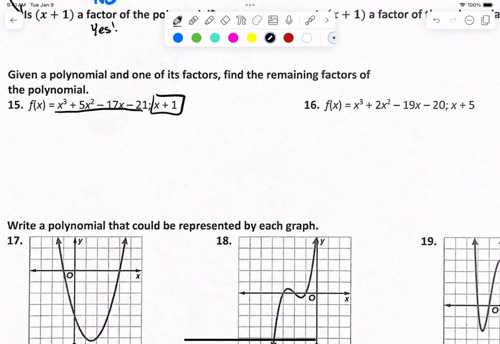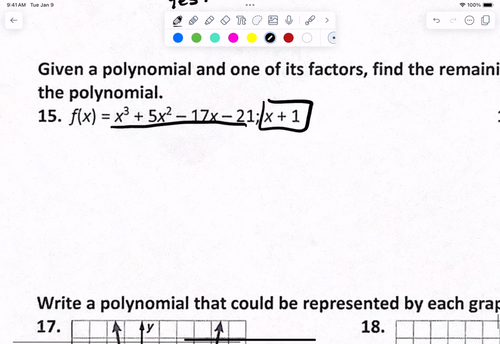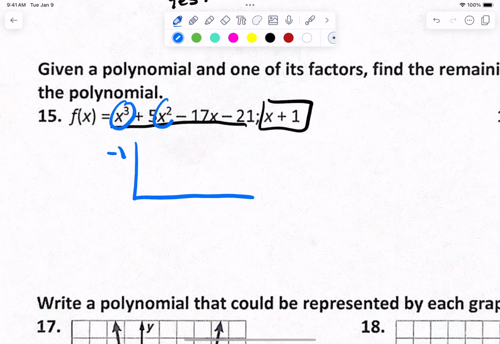Okay, so how do we divide it out? Synthetic division. We can do synthetic division. If you love long division, you can do long division also. But let's do some synthetic division. Negative 1 is the number that goes on the outside, yeah? Then the coefficients that I have: x to the 3rd, x squared, x, and the number. Do I need to have zeros in there? Nope.